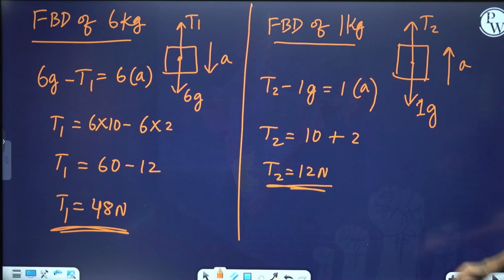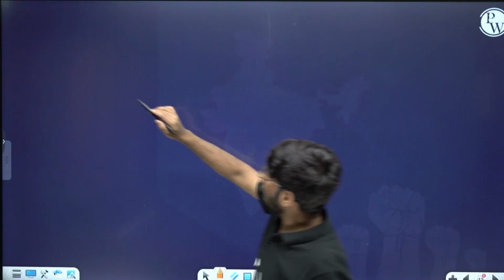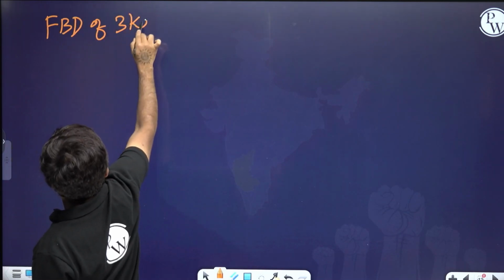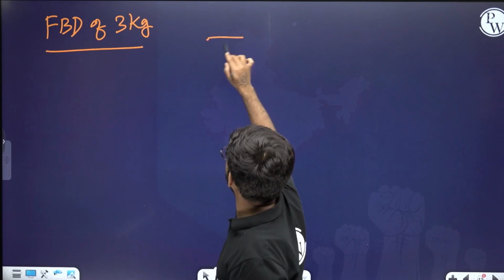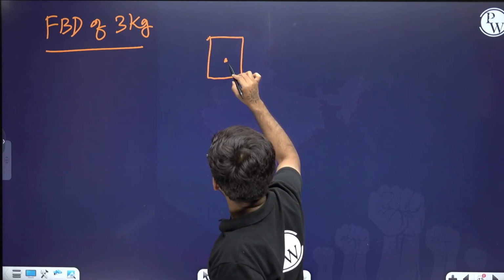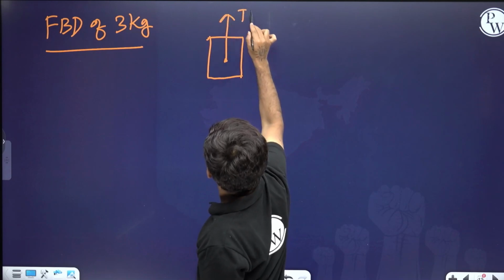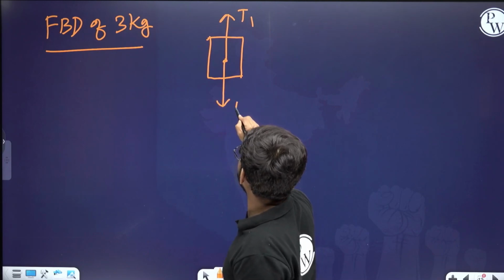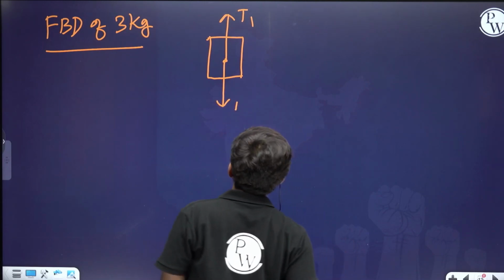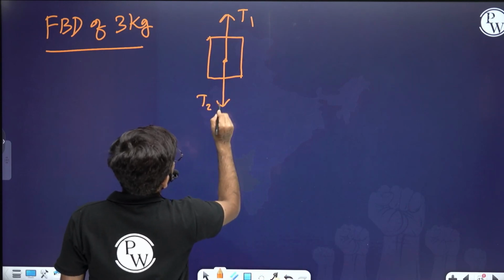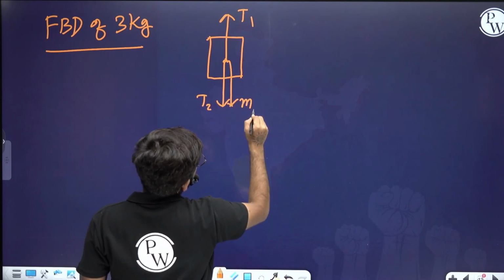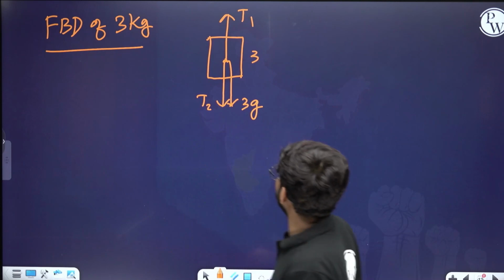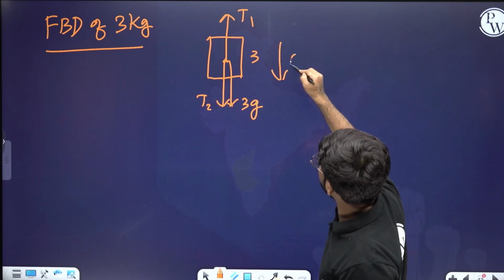Instead of that, if I had written the free body diagram of 3 kg, I would have gotten T2. I'll tell you how. What forces are acting on the 3 kg? T1 acting upwards, correct, and T2 acting downwards, and its own weight is also acting downwards, which is mg, 3 kg, so 3g. In which direction is its acceleration? Acceleration is in this direction.